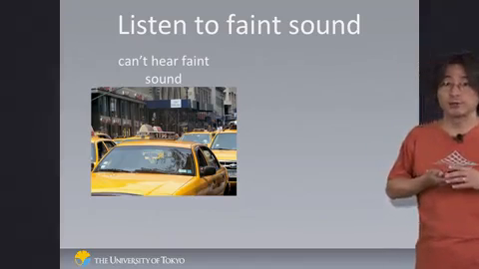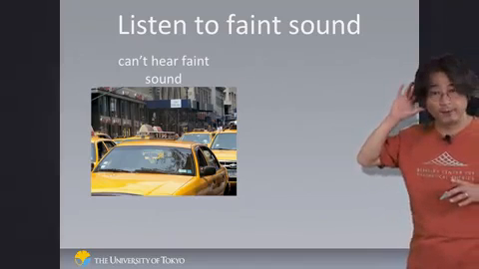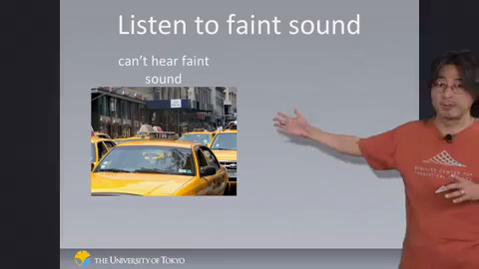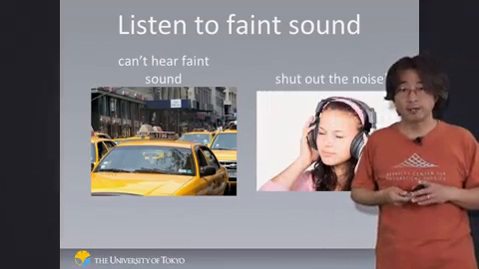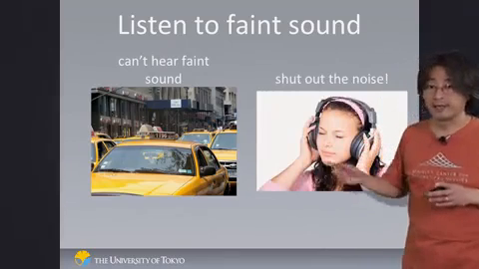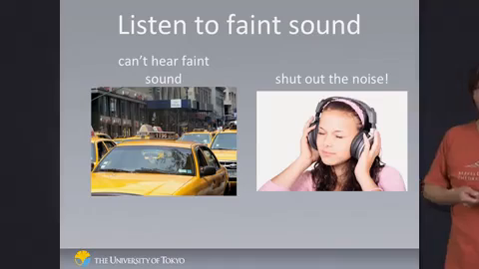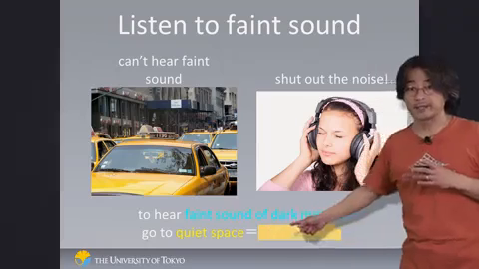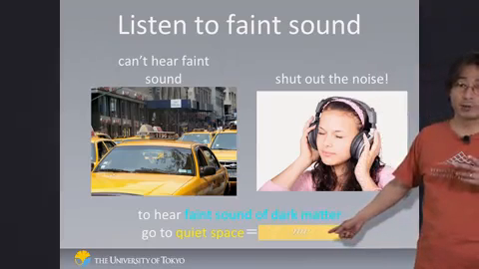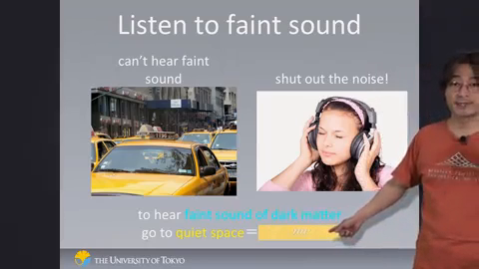So it's like trying to listen to a very, very faint sound in the midst of a metropolis like Manhattan. And of course, that looks totally impossible. So what we have to do then is go somewhere very quiet where we can shut out the noise. So where should that be? To hear the faint sound of dark matter, we have to go to a quiet space. But where could such a quiet space be? So that's the next question to you.